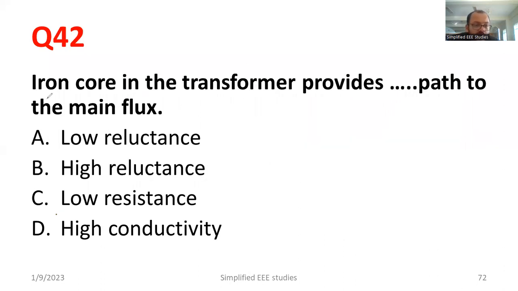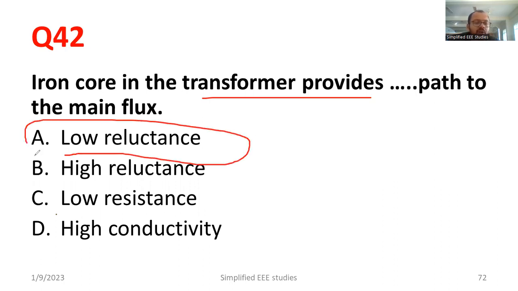So another important question: the iron core in the transformer provides dash path to the main flux. So a transformer comprises a core and winding. The purpose of the core is to support the movement of flux. Also, the feature of the particular core is that it ensures a low reluctance path. What is reluctance? Reluctance is nothing but an opposition. It is a property of a material to oppose the magnetic flux. That is called reluctance.